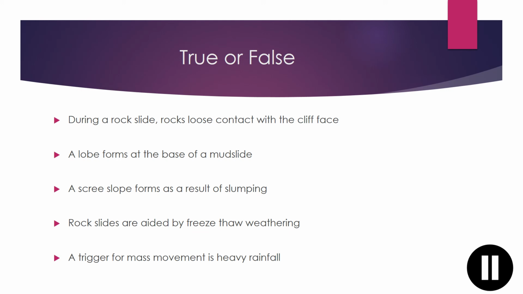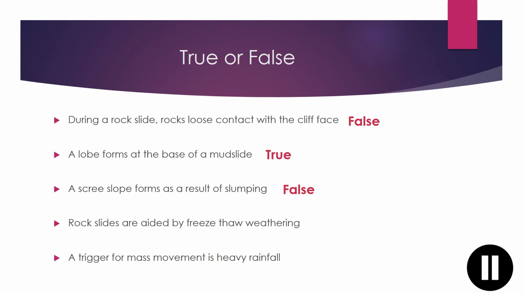So, during a rock slide, rocks lose contact with the cliff face. This statement is false. During a rock slide, the rocks maintain contact with the cliff face. A lobe forms at the base of the mudslide. This one's true. A scree slope forms as a result of slumping. This one's false. A scree slope forms as a result of a rock fall.